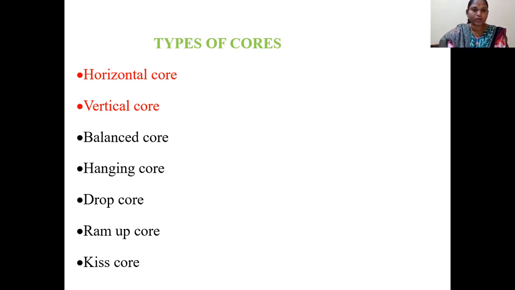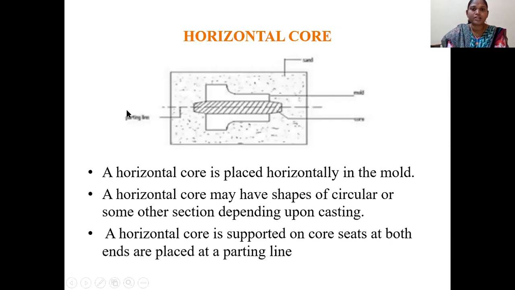In this session, we are going to discuss the horizontal core and the vertical core. Here is the horizontal core. The name itself says that the core is placed horizontally in the mold. The core is placed horizontally in the mold. In this diagram, this is the core, which is hatched in section.